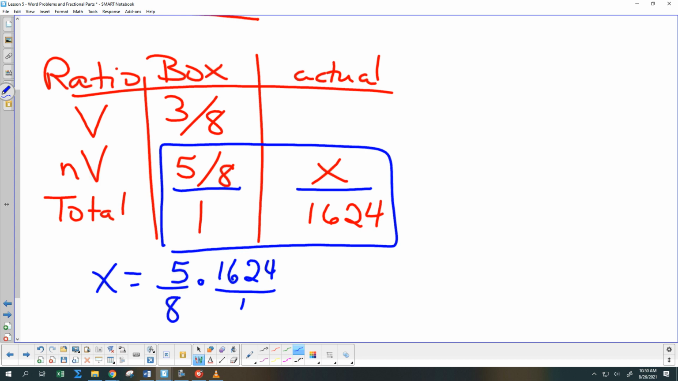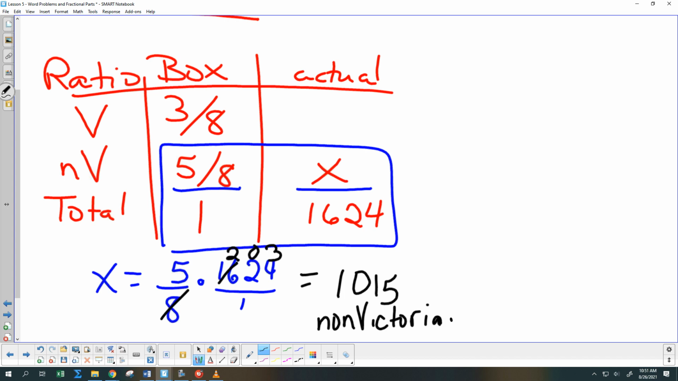I'm going to punch it in on the calculator because it looks pretty easy to divide by 8. Because 8 goes into 16 twice. 8 does not go into the 2. And how many times does 8 go into 24? 3. And then that looks pretty easy too. What is 5 times 203? 1,015. And then we need to label non-Victorian pieces.